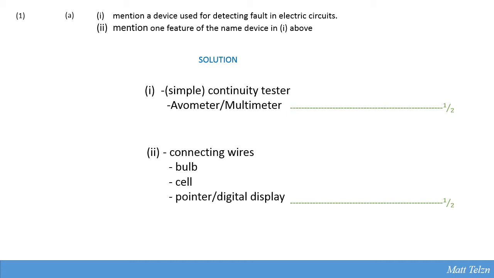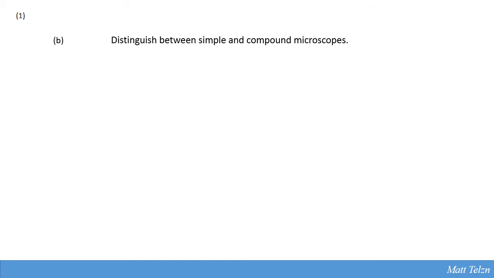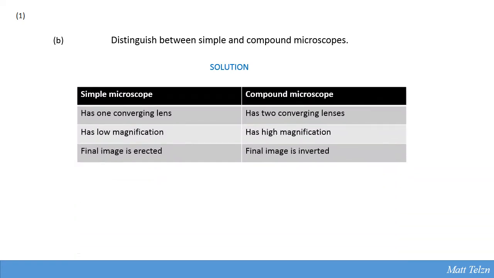Now let's go to the B aspect of question 1. The B aspect said distinguish between simple and compound microscope. We have so many differences between simple and compound microscope. These are just the points that are required of you to mention. Now, one key thing that I would like you to know, especially in answering such questions where they ask you to distinguish, differentiate, maybe advantage and disadvantage. This is what is required of you.